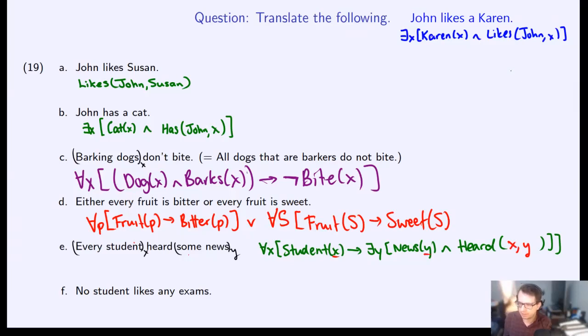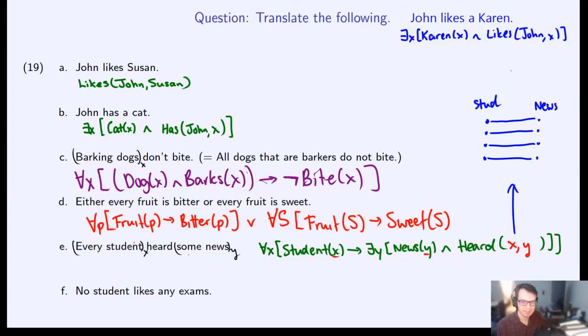So for all X, if X is a student, then there exists a Y such that Y is news and X heard Y. To remind you of which interpretation this is, it's the case where first we focus on every student, and we're saying that every student heard some news or other. So this is the students and this is the news. It's not some particular news, it's just every student first, and each student heard some piece of news. It can be different pieces of news.